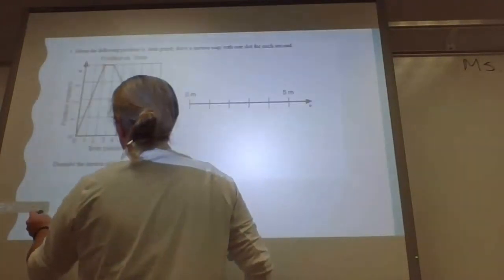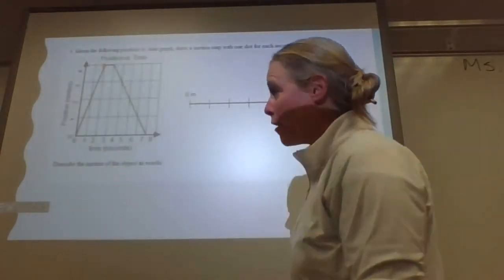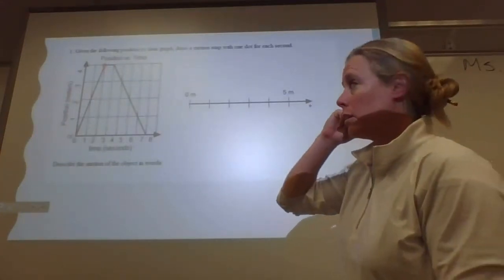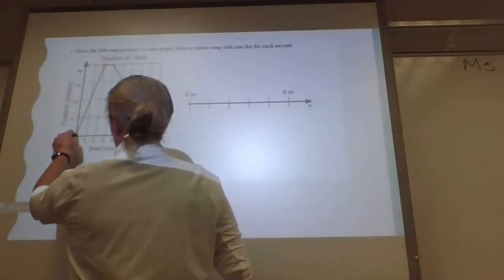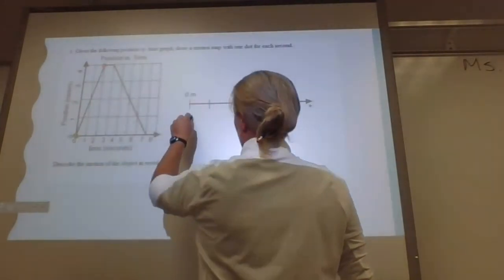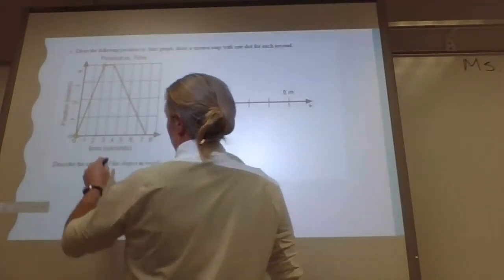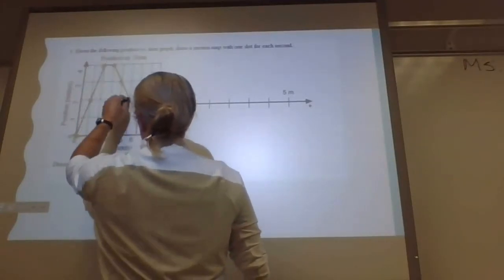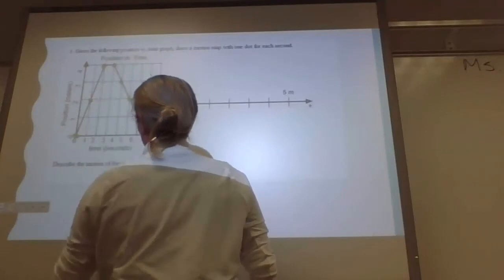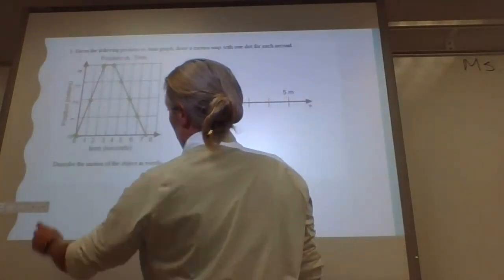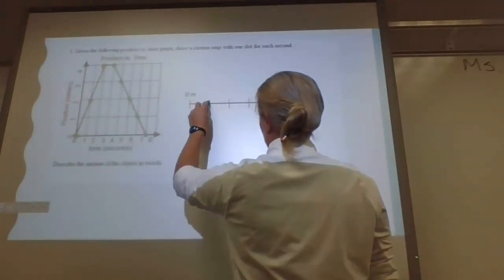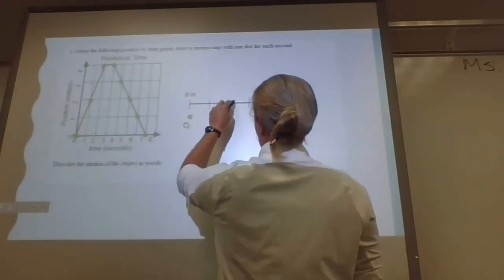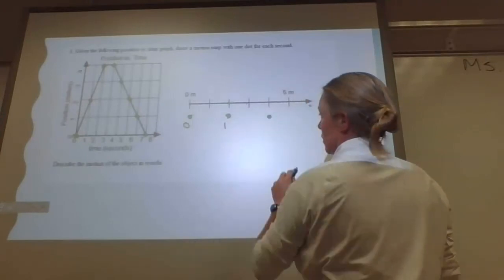Your homework has a graph, and we're going to go to a motion map. So how are we going to do that? Well, at time 0, where am I at? I'm at 0. And at time 1, I start putting my dots on it for each second. And then I can figure out where I'm supposed to be. At 1 second, I'm at 2. Then I'm at 4.